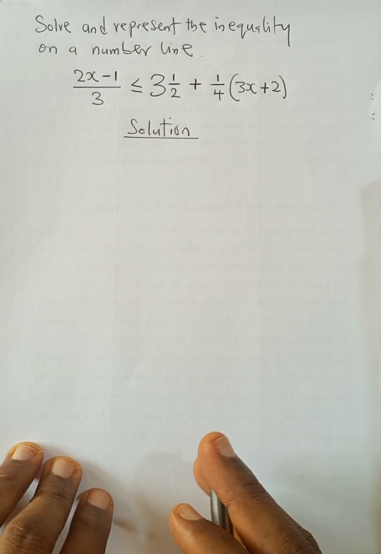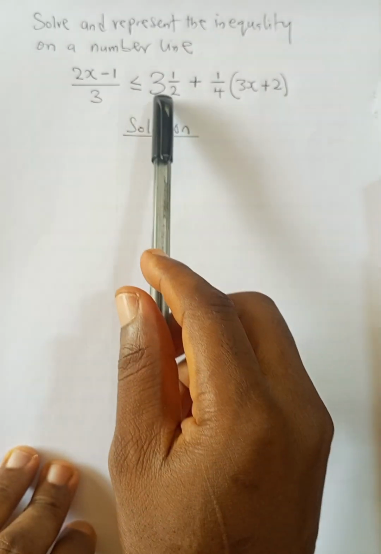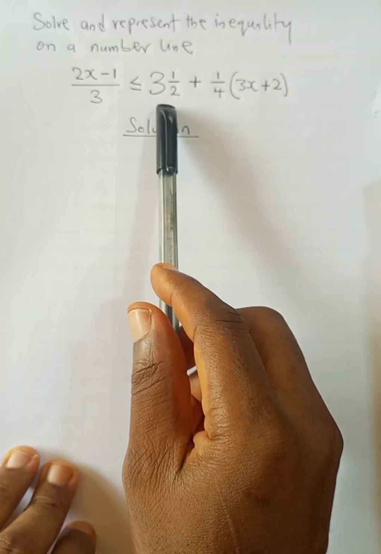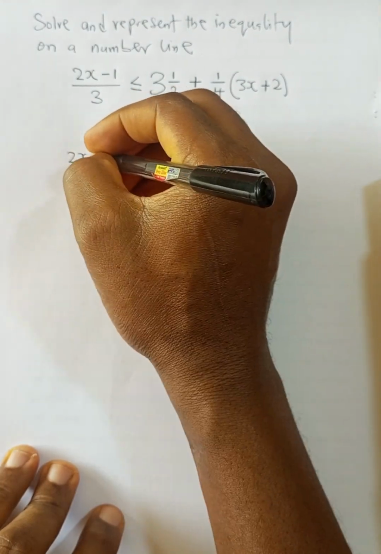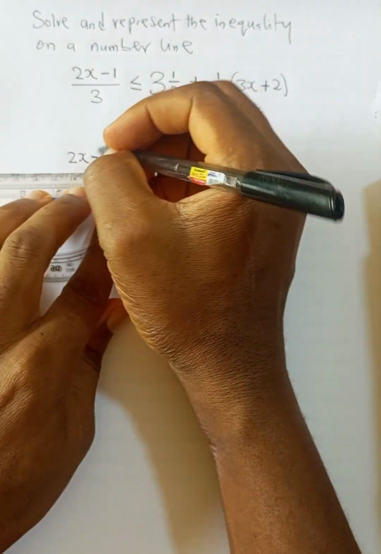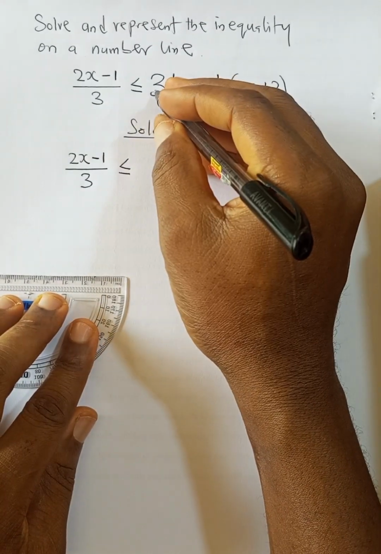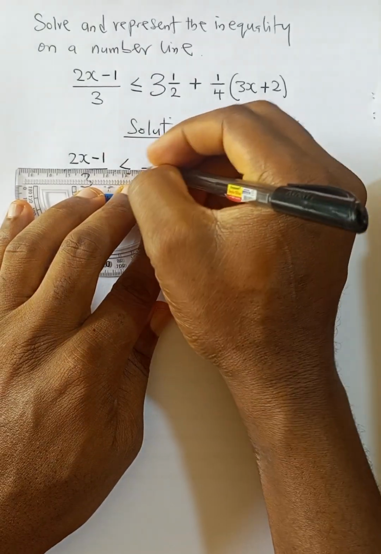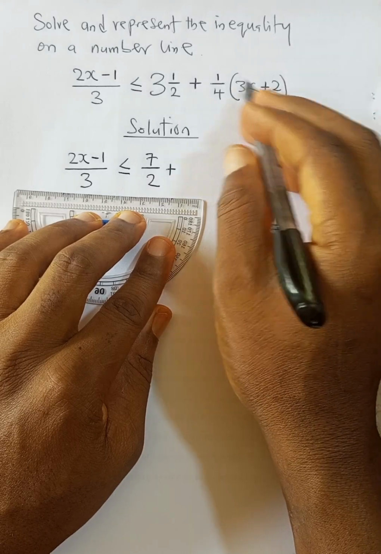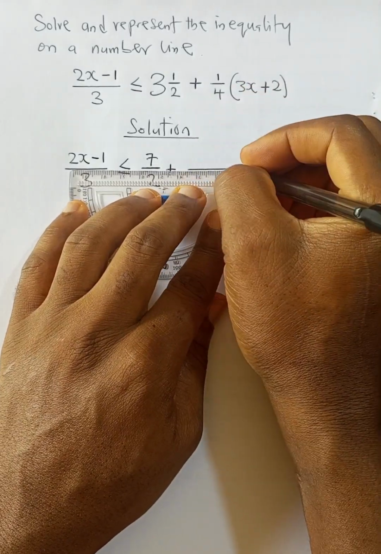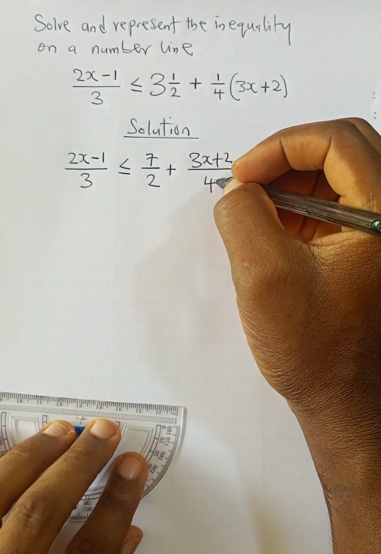Solution. You notice that we have two sides here now. We have this and this. So we can start by changing this one to an improper fraction. So we retain this the way it is now. We have that 2s minus 1 all over 3 is less than or equal to, this time this is 6 plus 1, 7 over 2, then plus the whole of this bracket times 1. You will have 3s plus 2 over 4.